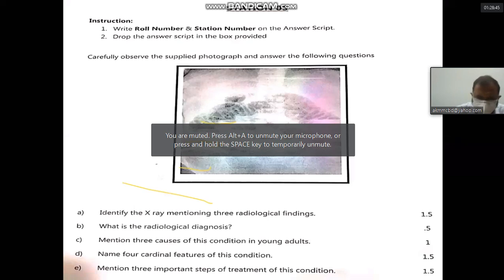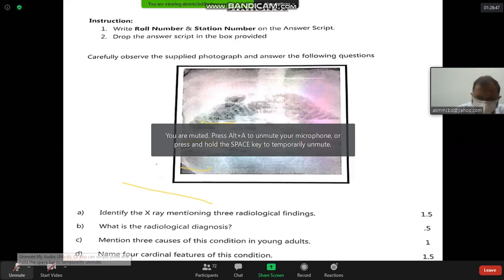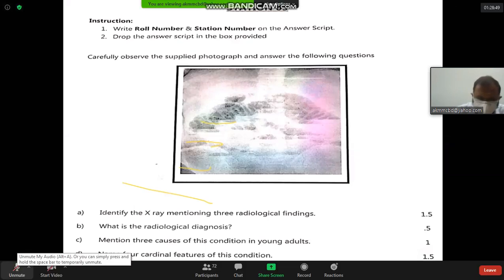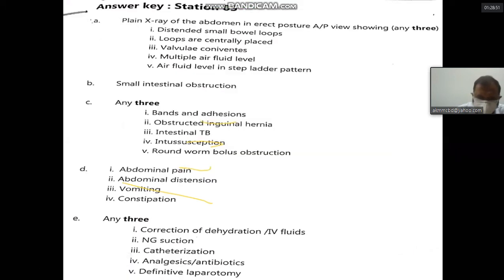Mention 3 causes of this condition in young adults. Bands, adhesions, obstructed inguinal hernia, intestinal TB, intussusception, roundworm, bolus obstruction. What will the presentation be? Abdominal pain, distension, vomiting, constipation.